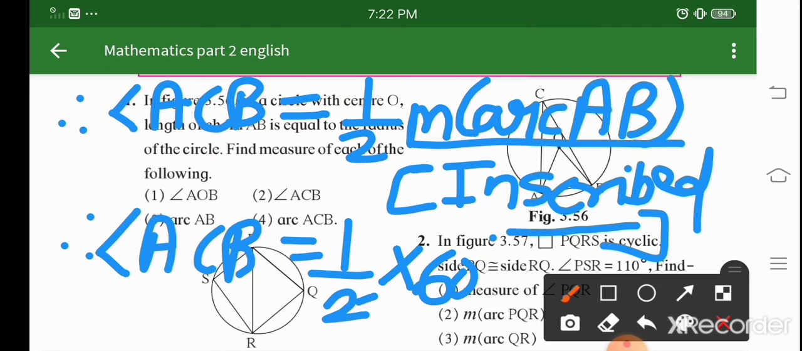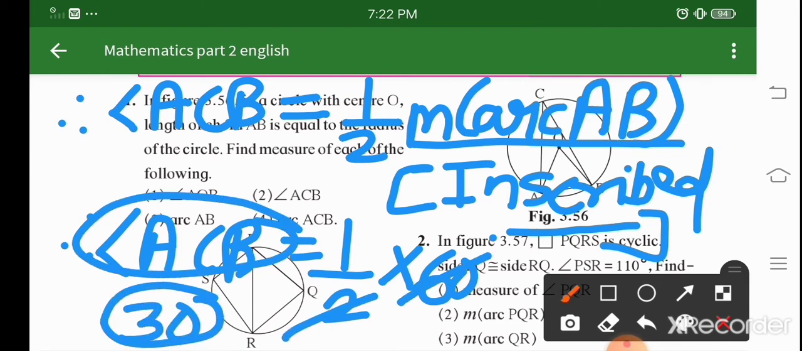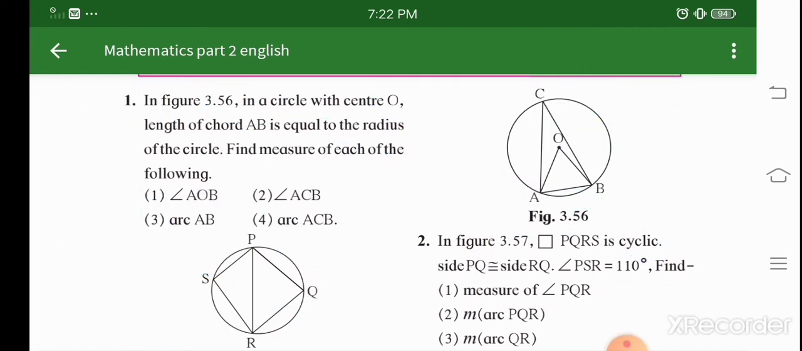So just divide this, you will get 30. So now we got the value of this ACB also, that is 30 degree. I think this is clear. Okay, now we'll solve the next one, that is arc ACB.